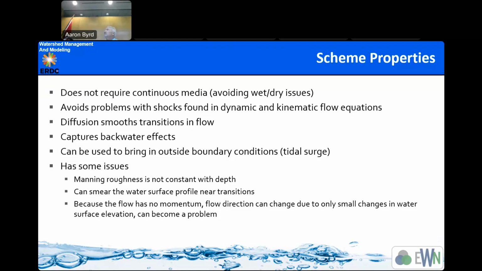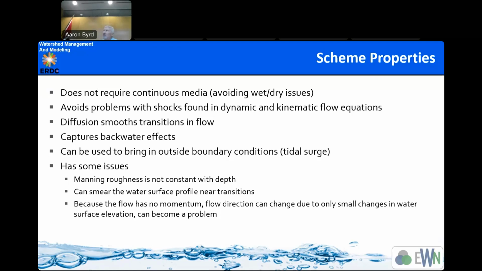And the simpler form of the equation is the kinematic wave equation, which throws out the friction slope and only uses the slope of the land. But that actually is a shock-inducing formulation. So it causes problems even though it's simpler in form. Diffusive wave smooths transitions in flow. So it's forgiving there, but it still captures backwater effects.